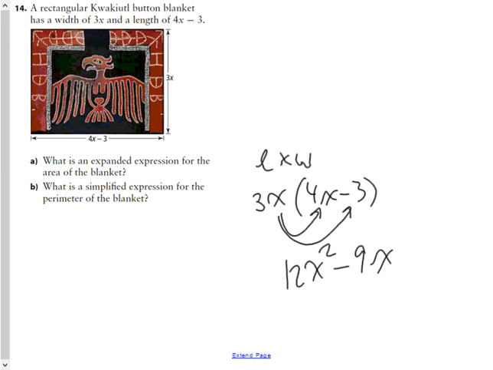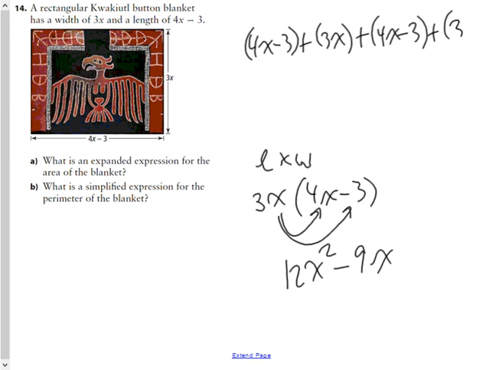Now for B, again, we're getting into this chapter 5 question again. We're going to add all the sides together. So the perimeter will be this length plus this width plus this length plus this width. And now we can gather like terms because we're adding a binomial to a monomial. How many x's in total would I have? I'd have 14 x's minus 6 being the perimeter of that particular blanket.